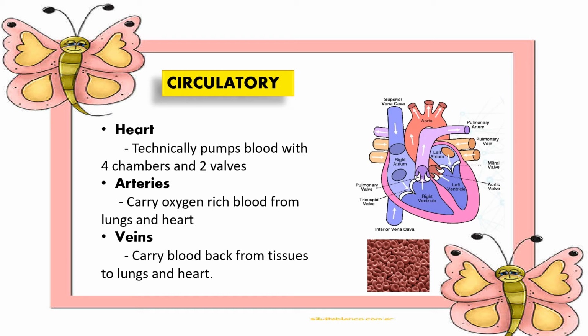Then you have the arteries. The arteries carry oxygen-rich blood from the lungs and heart. Then you have the veins. The veins carry blood back from tissues to lungs and heart. Okay. So again, the circulatory system transports nutrients and waste.